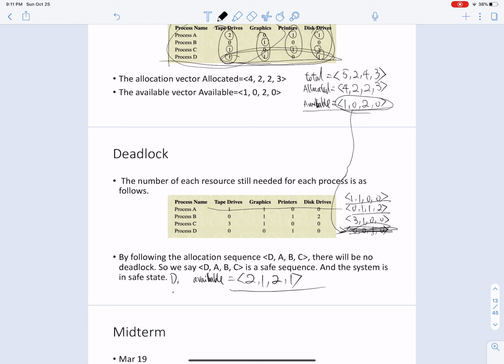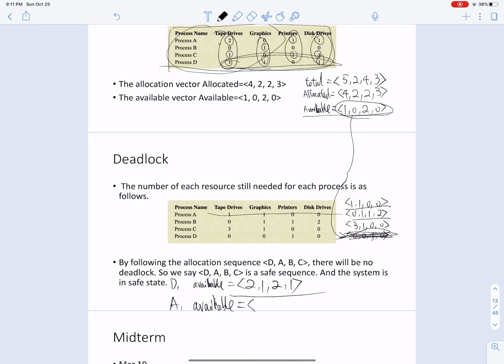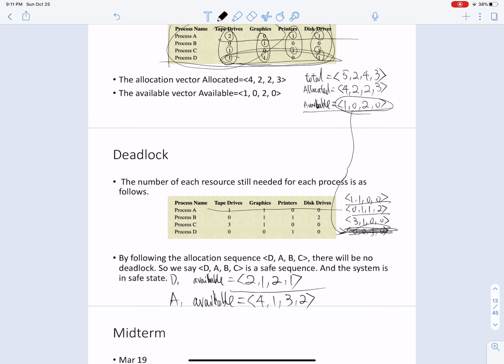For example, let's say we choose to run process A first. Actually, we can also run process B first. So we satisfy the need from process A and let process A run. After that, process A is going to release the resources that it occupies, so that we got 4, 1, 3, 2 in the available vector after A finishes execution. With that, we are able to satisfy either B or C.